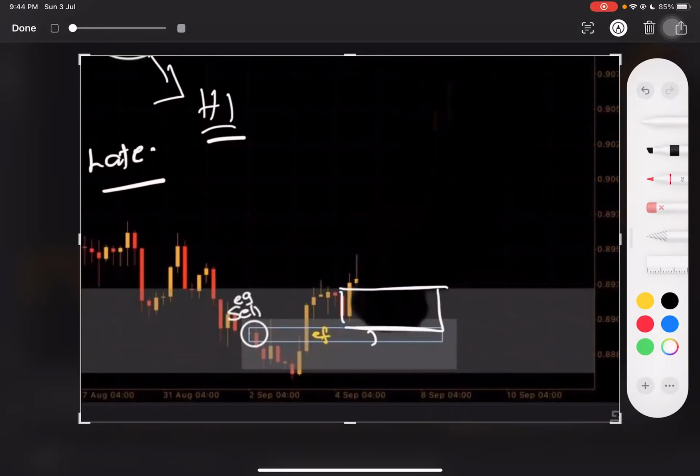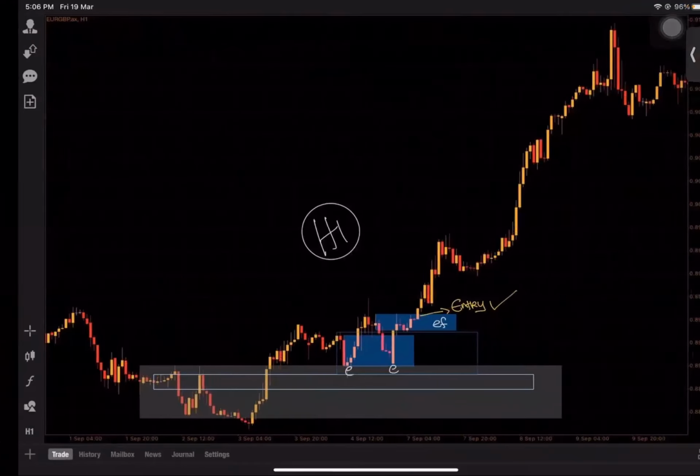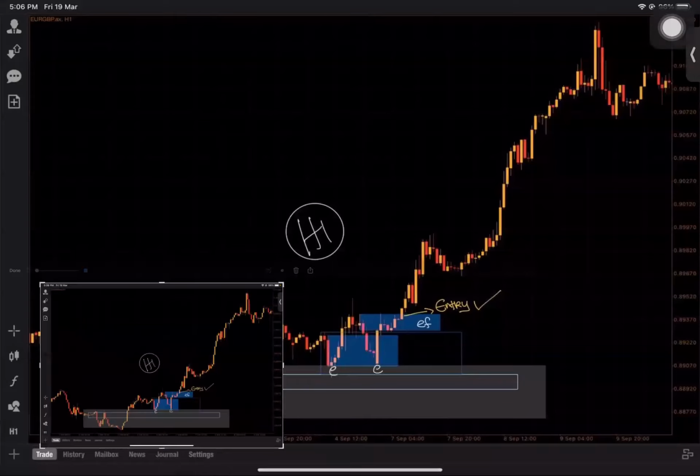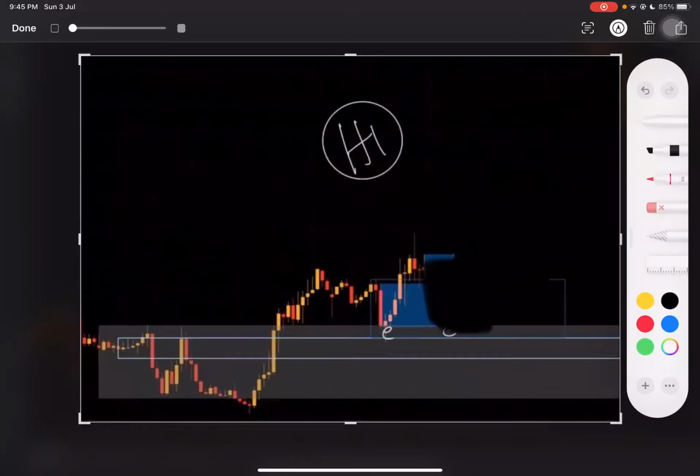Before you go, please mark the zone first. Okay, I don't want you to get confused. That's why I want you to mark this zone first. After you mark, only then you go to the H1. See, I'm finding the same thing, engulf to engulf or EF, anything that price will give me, I'm going to find that thing.